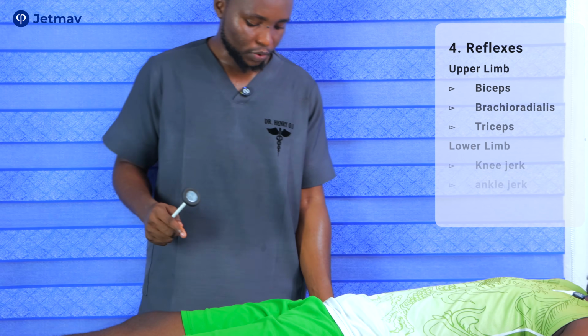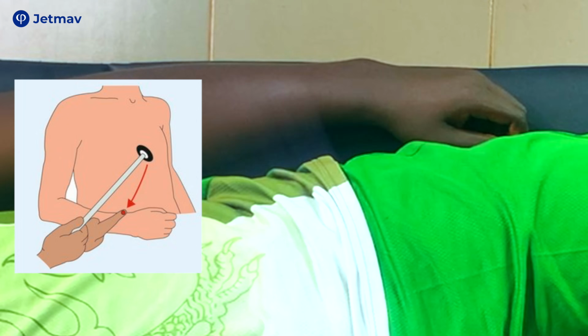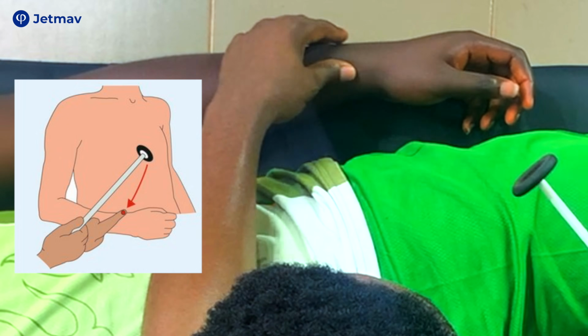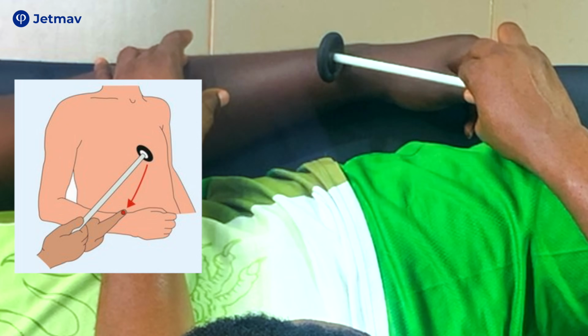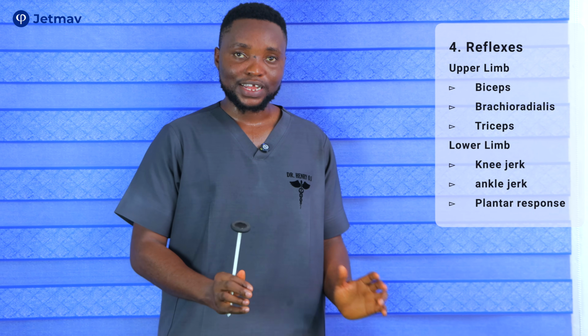Good. So then when you're done with that, you test the brachioradialis tendon reflex. Then you test. Good. So we are done with the biceps, the brachioradialis, and the triceps. So that's that for the upper limb.